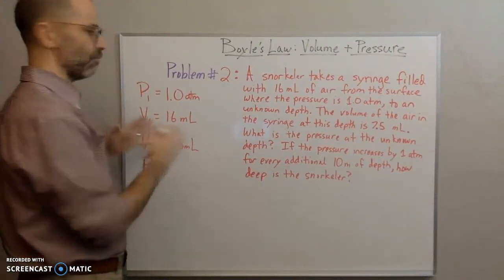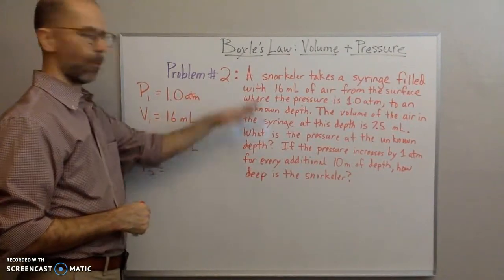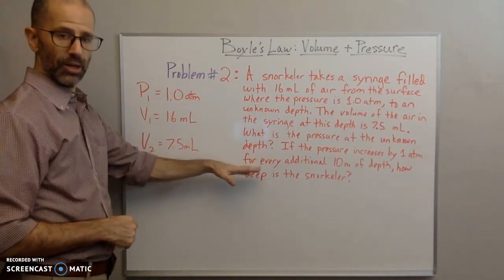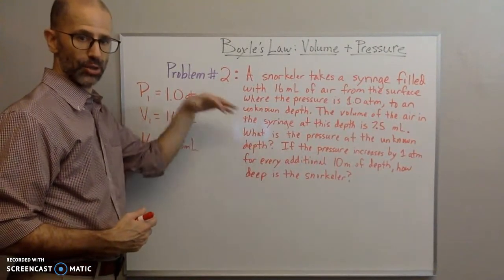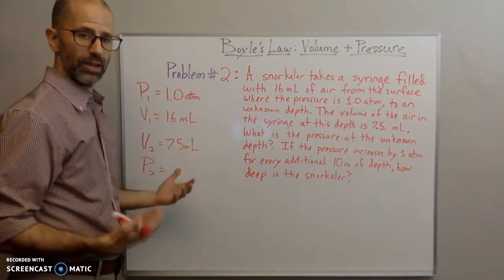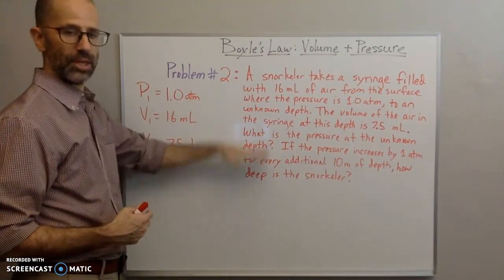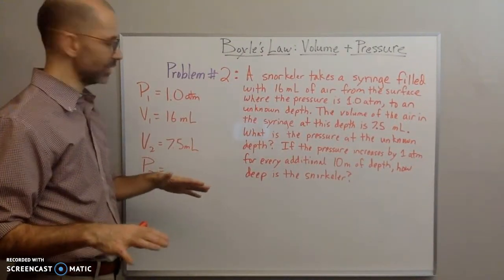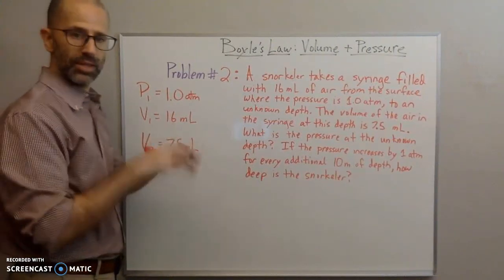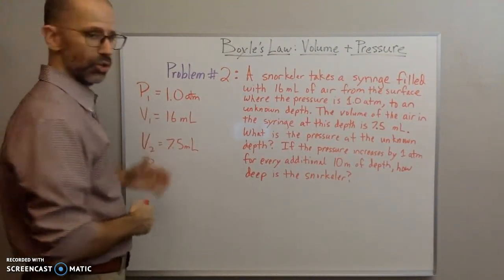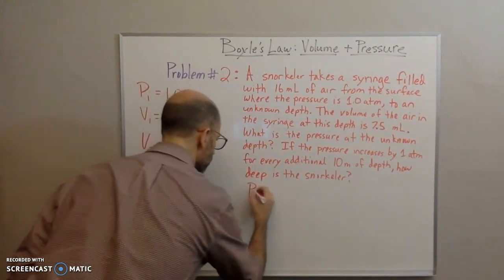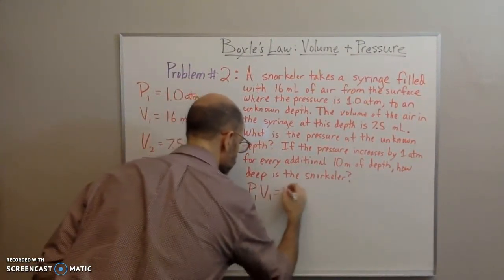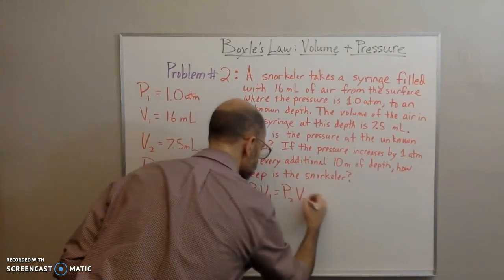And so since everything else is staying the same, they don't mention temperature, although realistically the temperature gets colder as you go down into the water. So temperature would have an effect, but they don't mention temperature, so we can assume it's constant. The amount of gas is constant, so we can use Boyle's law. And so once again, Boyle's law is P1 V1 equals P2 V2.